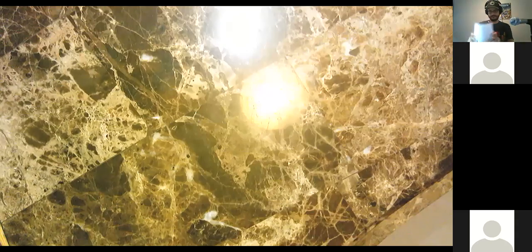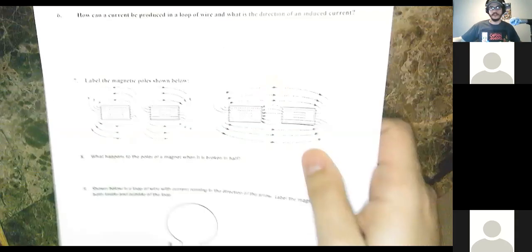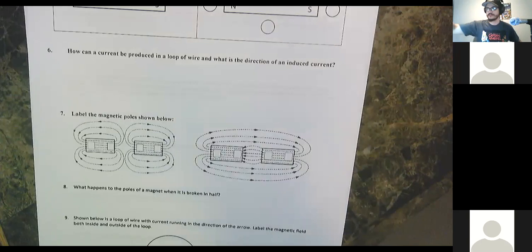All right. Page 2. We're making progress.